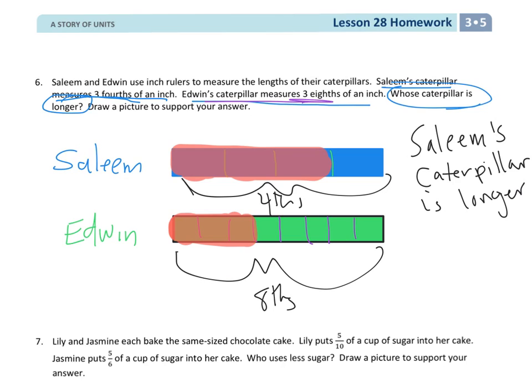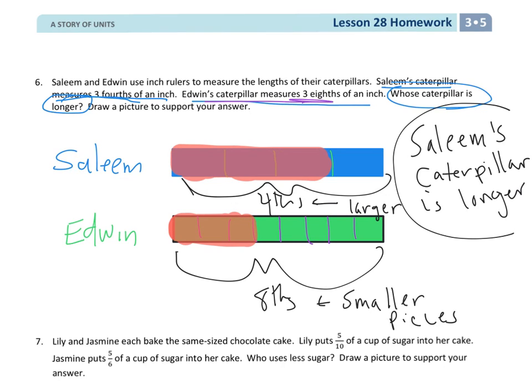So when we look at Edwin's, we had to break the whole into 8 pieces. Those are going to be 8 smaller pieces. When we broke the inch into 4 pieces for Salim, they were 4 larger pieces. So it's really Salim's 3 larger pieces to Edwin's 3 smaller pieces, which is why Salim's caterpillar is longer.